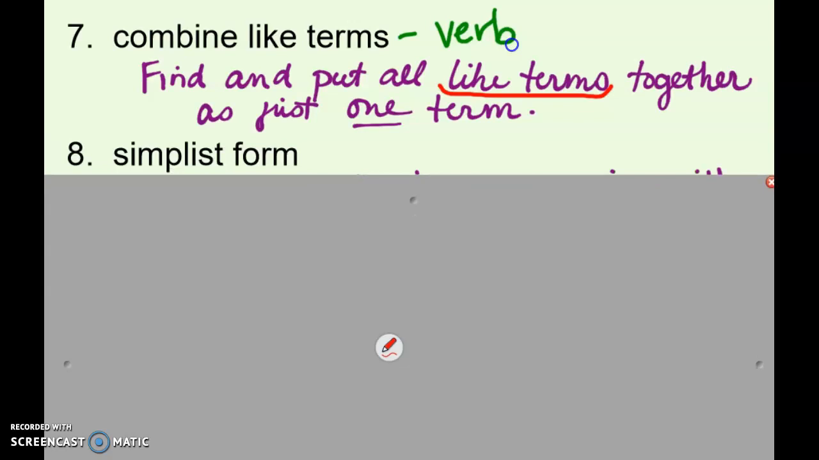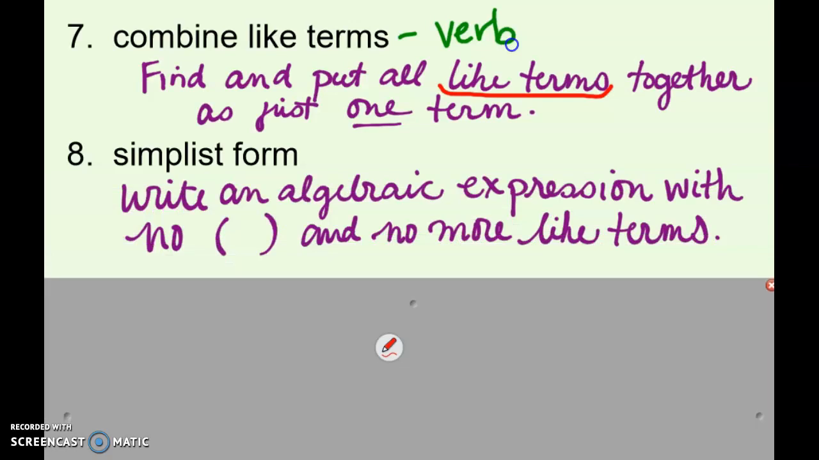And then the last one, simplest form. So simplest form means write out your algebraic expression with no parentheses and no more like terms. So that means we're going to combine all the like terms that we find and write them in a condensed form, so we don't have repeats of things. Okay, so simplest form means no more parentheses, no more like terms. I know the vocab doesn't make a ton of sense until we do some examples, which we're going to do right now, but at least you have it all there to look back on.